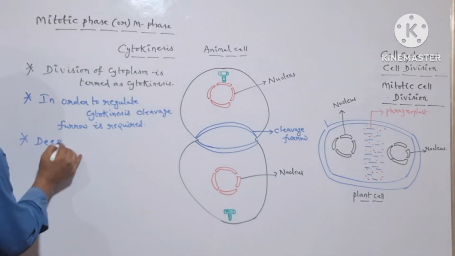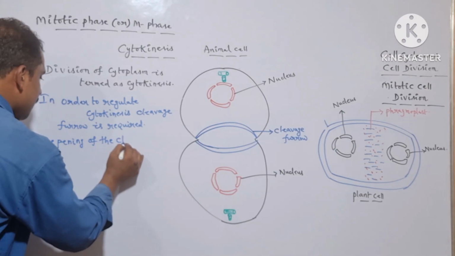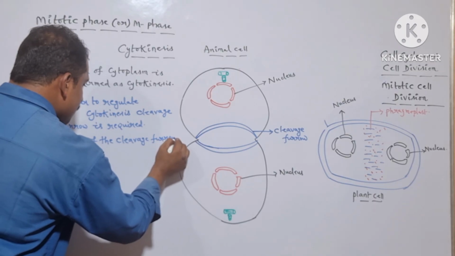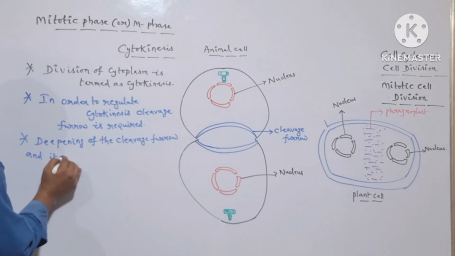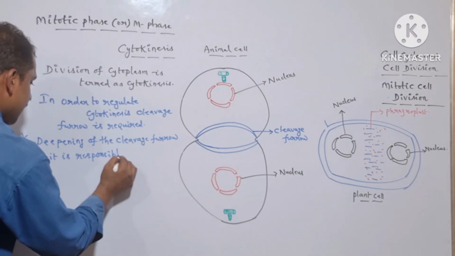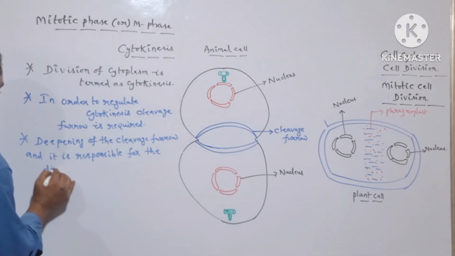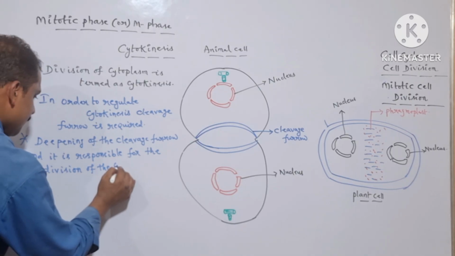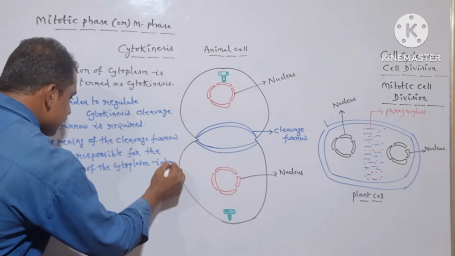Deepening of the cleavage furrow is responsible for the division of the cytoplasm into two daughter cells.